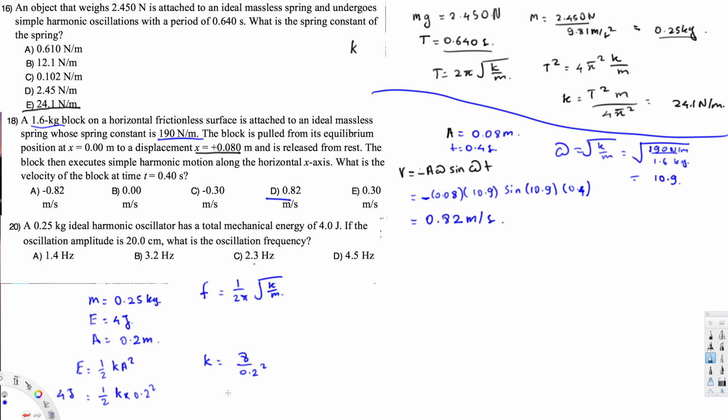and that gives us 200. So let's substitute all the values. 1 over 2π square root of 200 divided by 0.25 kilogram. And if you calculate this one, this gives you 4.5 hertz. And that's the final answer. That's the answer D. And that's how we do these kind of questions.